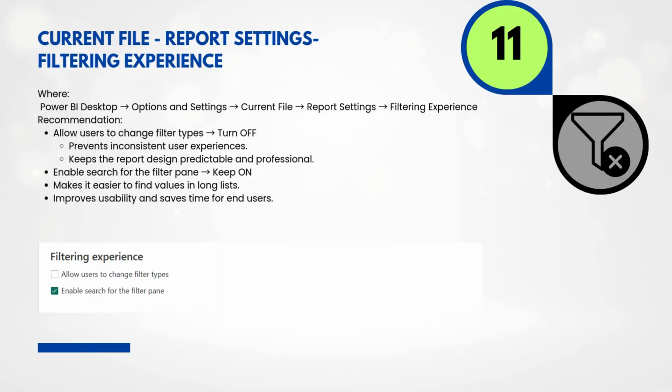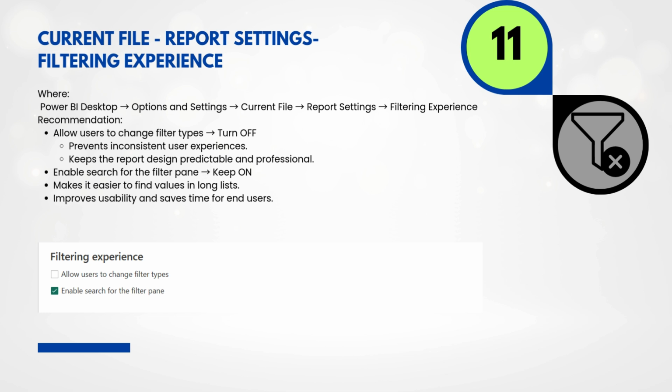Current file report settings, filtering experience. When you build a Power BI report, the filter pane is one of the most important tools for your audience. It decides how users interact with the data, whether they can change filter types, or just apply filters directly. Let's explore the filtering experience settings and see how to make them work best. You'll find these options under Options and Settings, Current File Report Settings, Filtering Experience.